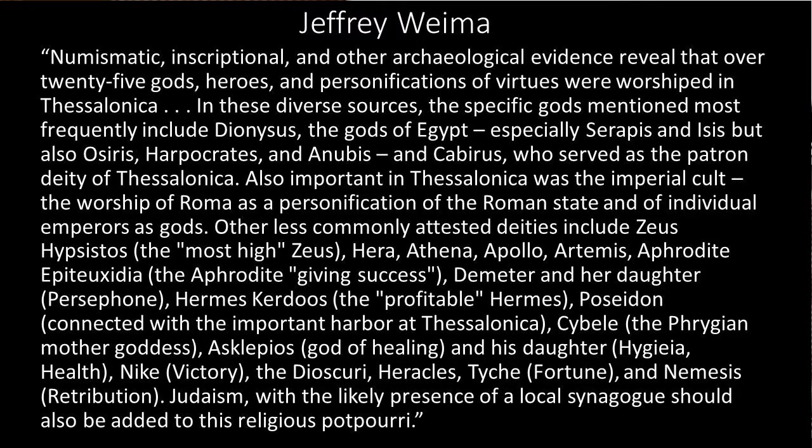Also important in Thessalonica was the imperial cult, the worship of Roma as a personification of the Roman state and of individual emperors as gods. Other less commonly attested deities include Zeus Hypsistos, the most high Zeus, Hera, Athena, Apollo, Artemis, Aphrodite, Epitouxidia, the Aphrodite giving success, Demeter and her daughter Persephone, Hermes Kerdoos, the profitable Hermes, Poseidon connected with the important harbor at Thessalonica, Cybele, the Phrygian mother goddess, Asclepius, god of healing, and his daughter Hygieia, health, Nike, victory, and Dioscuri, Heracles, Tyche, and Nemesis. Judaism, with the likely presence of a local synagogue, should also be added to this religious potpourri."